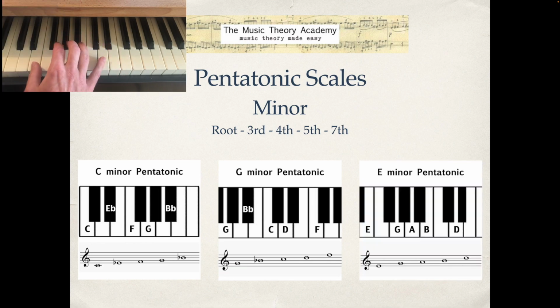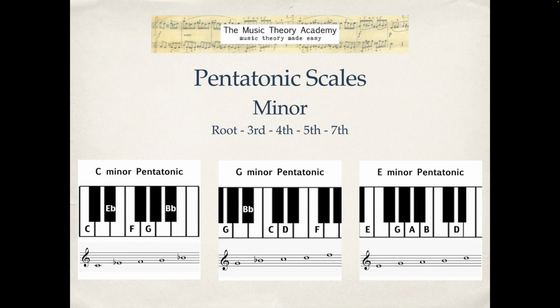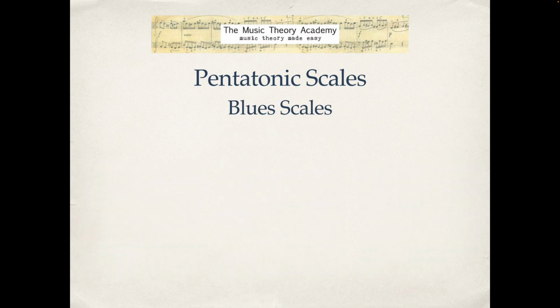Whilst the E minor pentatonic would be E, G, A, B, and D. Each time we're simply going root, 3rd, 4th, 5th, and 7th. Great. So what about the blues scale?